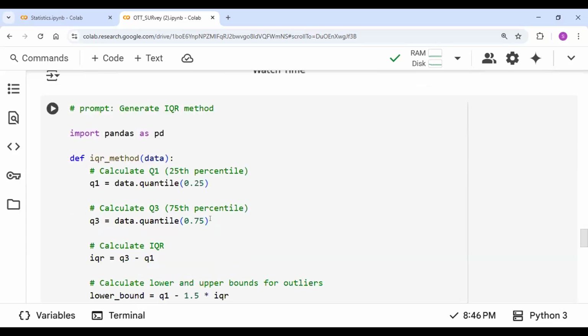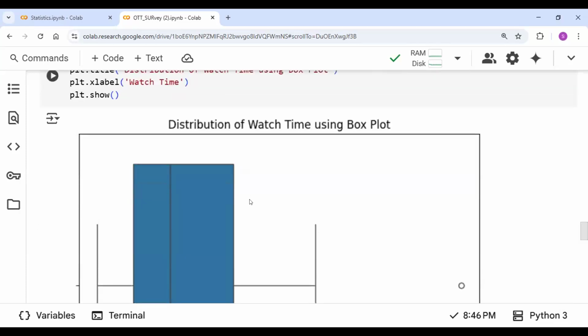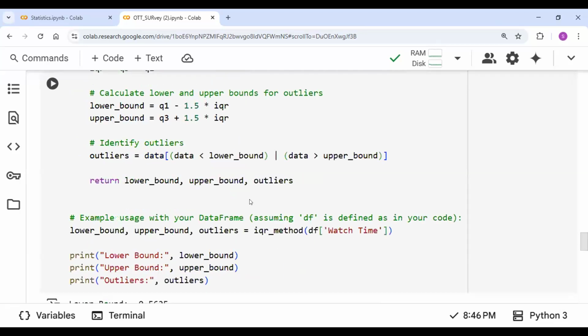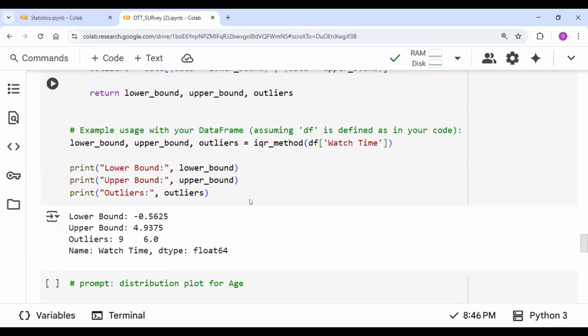So box plot, this is for watch time. And I have also identified the IQR method. The IQR method gives you the interquartile range, which means it detects the outliers from your data. So consider, guys, your data set is going to have crores of data, like millions of data. You wanted to identify what the outlier data is, right? So this is going to give you the outlier.